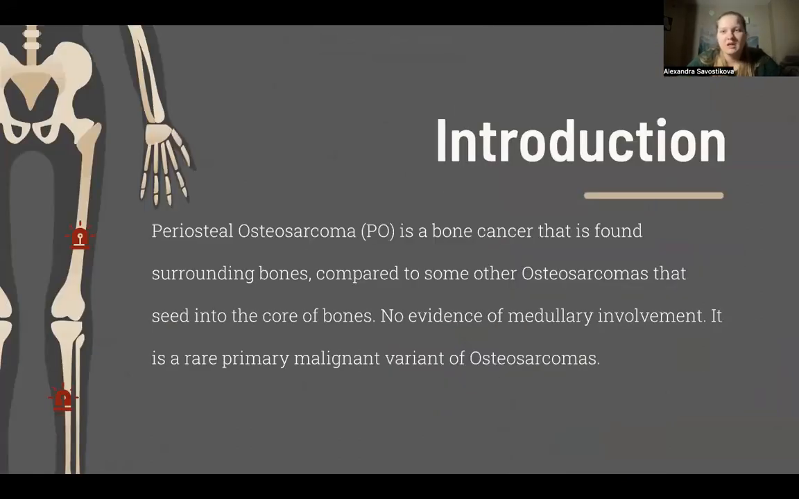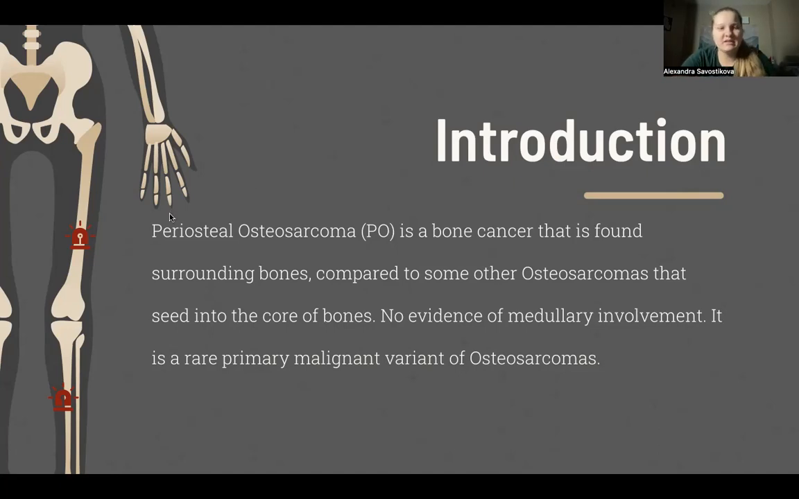A little introduction to periosteal osteosarcoma, which is also known as PO, is that it is a bone cancer and it is found surrounding the bones. A little different than some other bone cancers that are rooted deep in the bone marrow or deeper inside the bone. These are a layer above the bone itself, so there isn't any evidence of medullary involvement. It is a rare primary malignant variant of osteosarcomas, and it is estimated to be about 4 through 6% of all osteosarcomas. So that emphasizes how rare it really is.